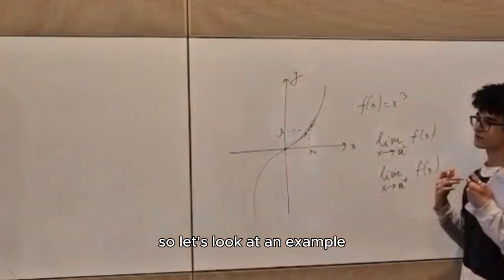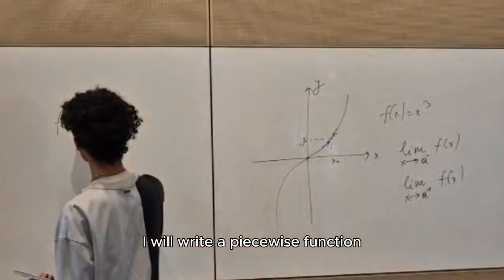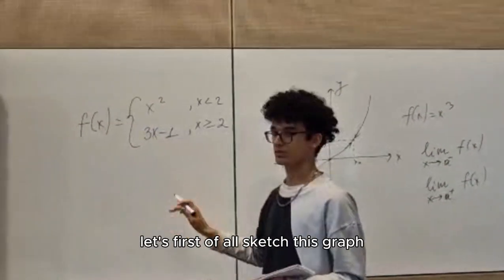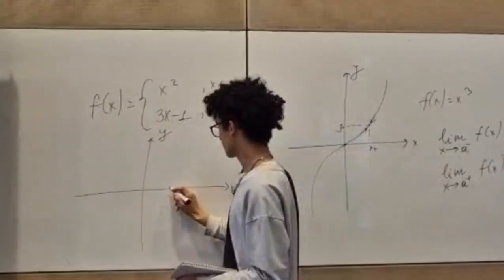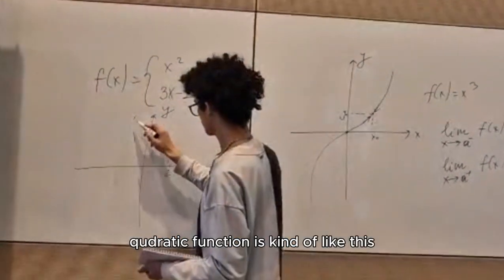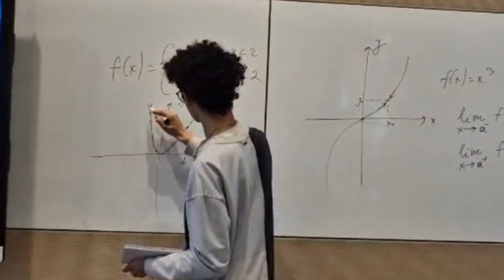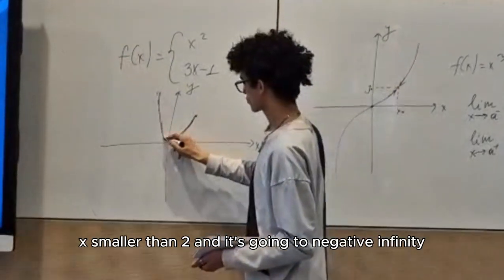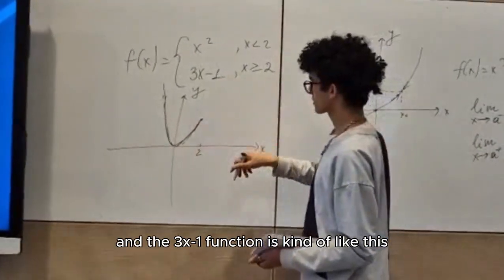So let's look at an example. I will write a piecewise function. Let's first of all sketch this graph. So our main point, as you can see here, is 2. So the quadratic function is kind of like this, but we will take it only when x is smaller than 2, and it's going to negative infinity. And the 3x minus 1 function is kind of like this.